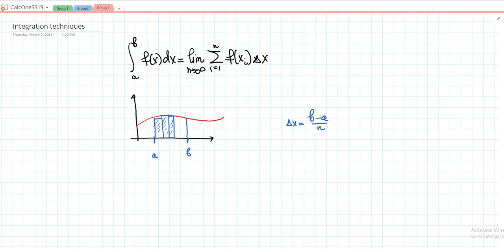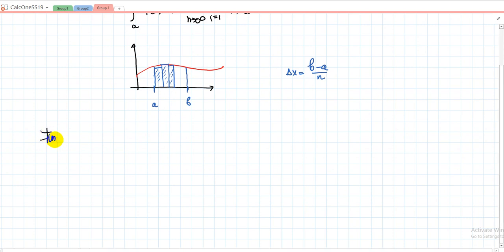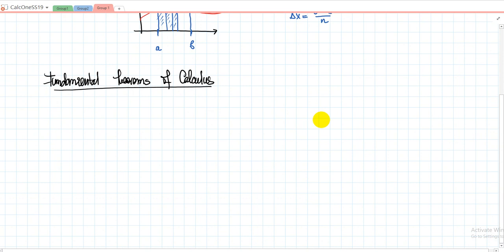Okay? So this is what your program should tell me. So today we will continue learning the integrals. We will continue with the fundamental theorem of calculus. So the fundamental theorems of calculus. There are two fundamental theorems of calculus.